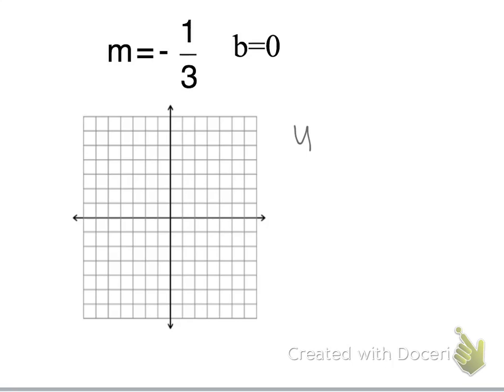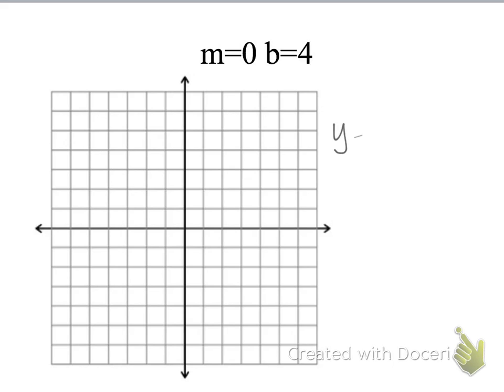Okay, so this one I got y equals negative 1/3 x plus 0. So I'm going to start at 0 on my y. Then I'm going to go down 1 to the right 3. Okay, going down gives me that negative, going right gives me positive. So now when I go up to give me the positive, I have to go left to get that negative. And I got to connect my dots.